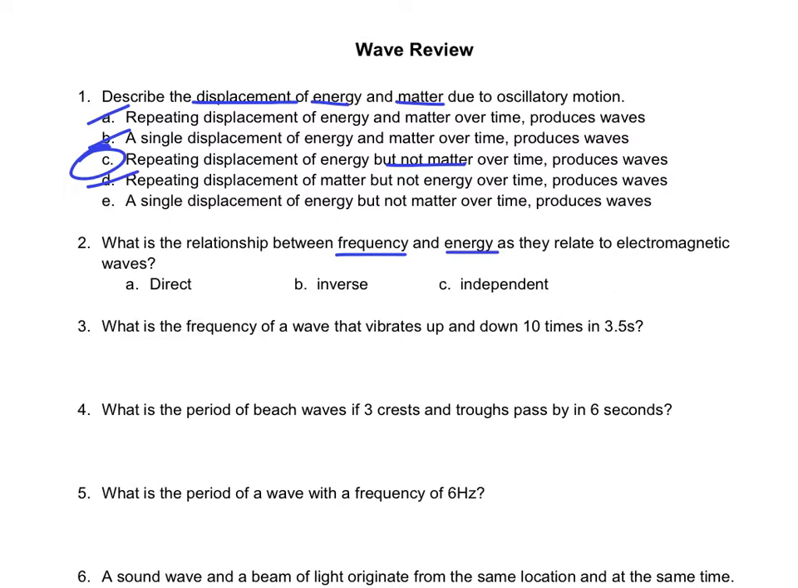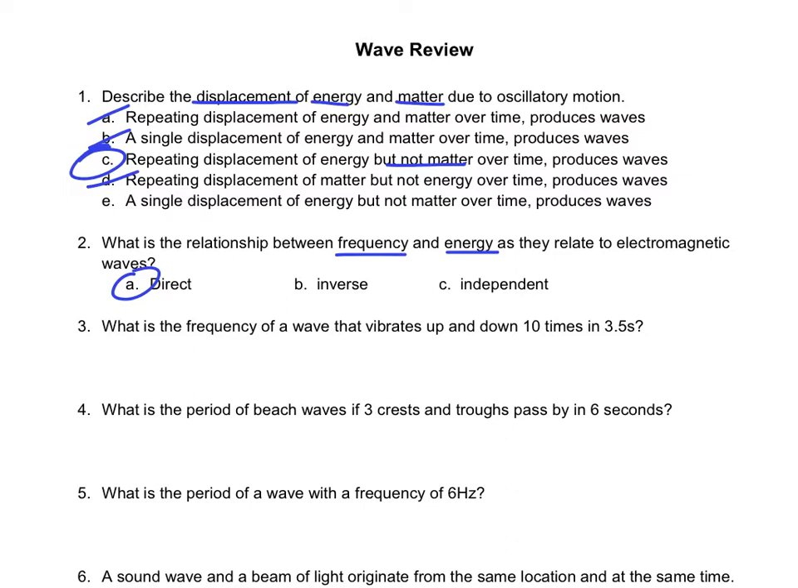Number 2, what is the relationship between frequency and energy related to the EM wave? So as we move from left to right on the electromagnetic spectrum, our frequency increases. So as we go from radio all the way to gamma, we have a higher frequency in gamma rays compared to low frequency in radio waves. And with the higher frequency comes a lot of energy. Gamma waves have the most energy, so there is a direct relationship between frequency and energy.